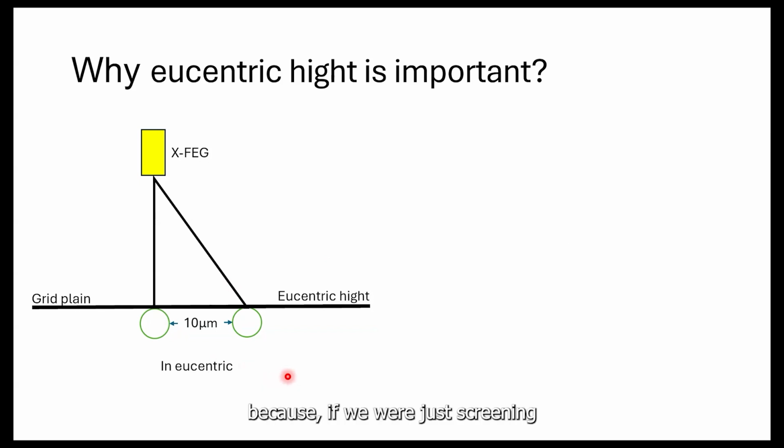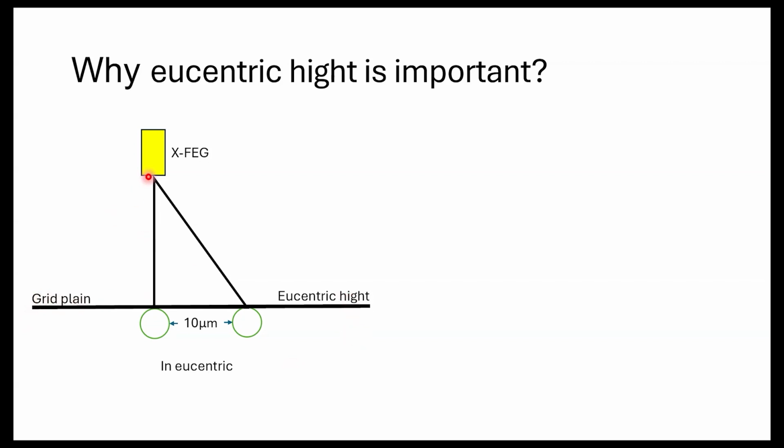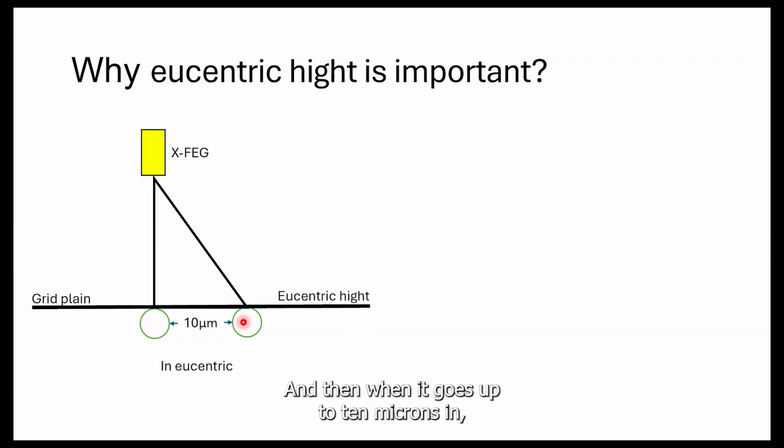Because if you're just screening, the autofocus can correct for some difference in the Z height. But if you are doing an EPU session with AFIS, it might get completely wrong. So if the grid plane and the eucentric height are the same height, the beam goes down to the center hole, and then it collects it properly, because we all know it's just perpendicular to the beam. It hits it, it works fine. And then when it goes up to 10 microns in the AFIS range, it still hits the center of the hole and everything is fine and we're all happy.